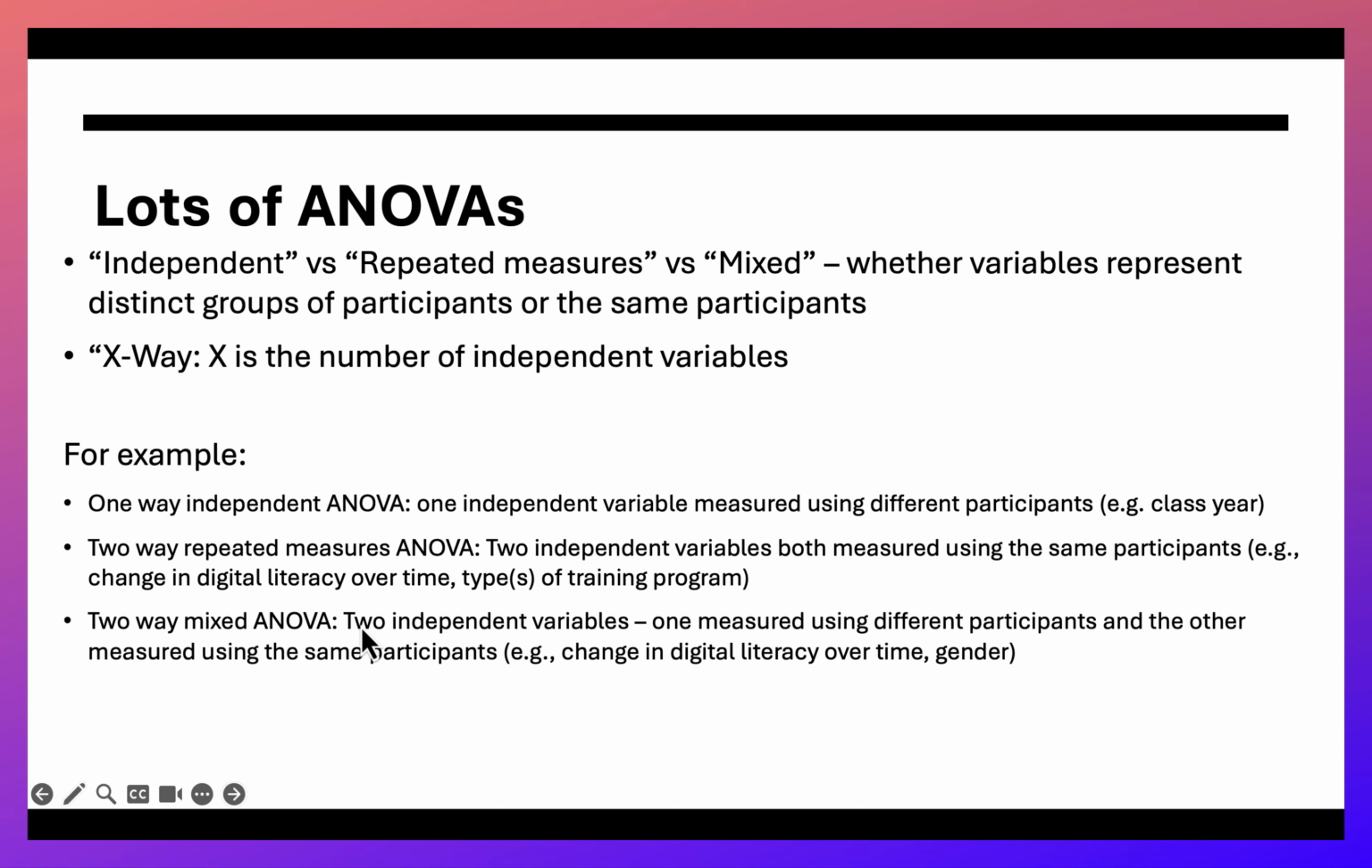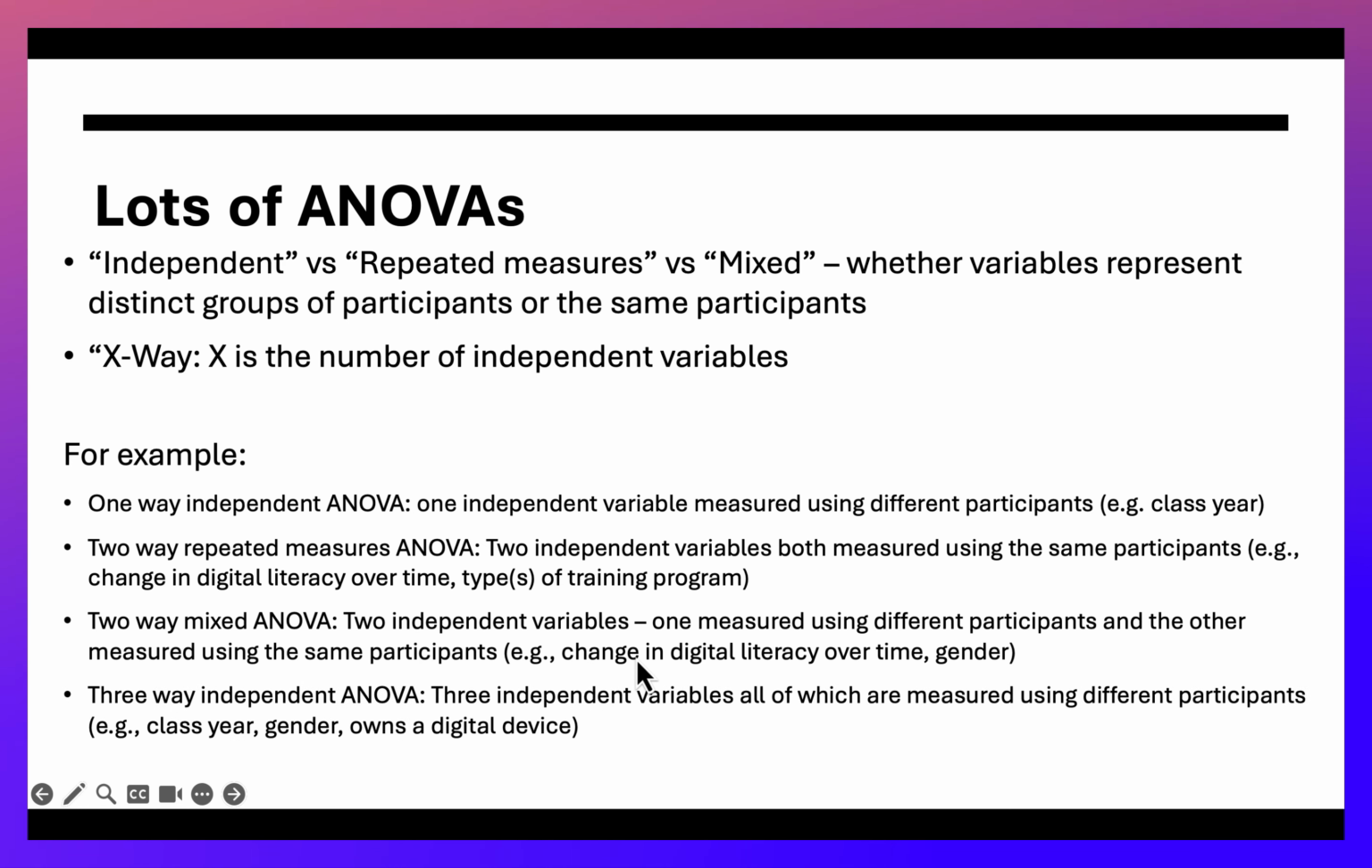A two-way mixed ANOVA would be if we looked at, again, X-way, so that's the number of independent variables. So again, two independent variables here. But one we would be looking at where different participants, so gender, you can only be one gender, at least for purposes of our analysis here. I'm not going to get into the geopolitics and gender identity here. But anyways, our other independent variable would be measured using the same participants, right? So that would be the same students and their change in digital literacy over time.